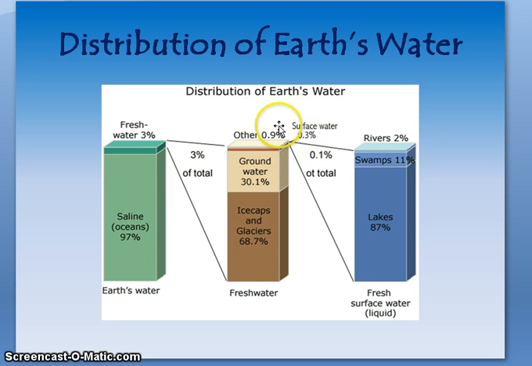Now, of that 0.9%, we're going to find it in lakes, swamps, and rivers. So you can see that most of that other percent here is in lakes, 11% in swamps, and 2% in rivers. So of our fresh water, which is a significantly small piece of the amount of water we have on Earth, most of it's ice caps. But today we're just going to talk about this 30% of this 3%, which is our groundwater.